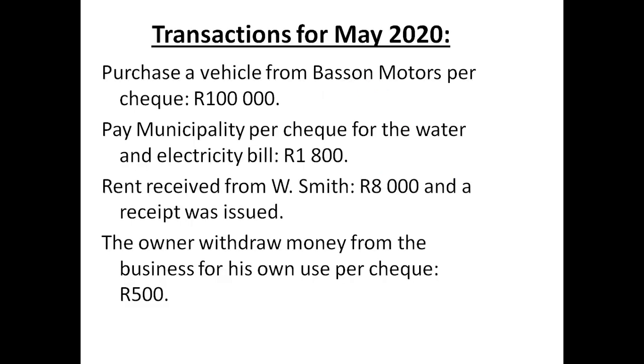And the last one, the owner withdraws money from the business for his own use per check, 500 Rand. Now, first of all, what do we call it when the owner withdraws money for his own personal use? We call it drawings. So the one friend is drawings, bank is going to be the other friend, the amount is going to be 500 Rand.